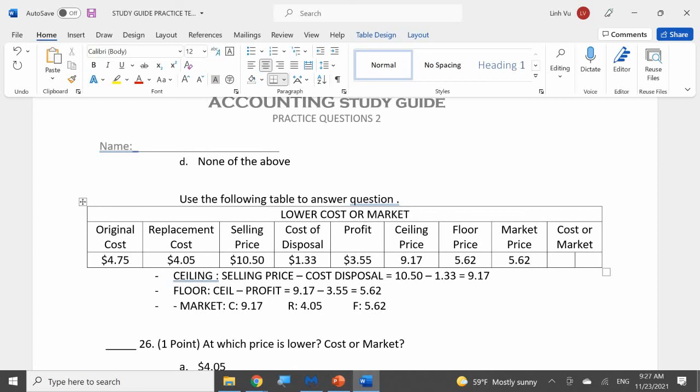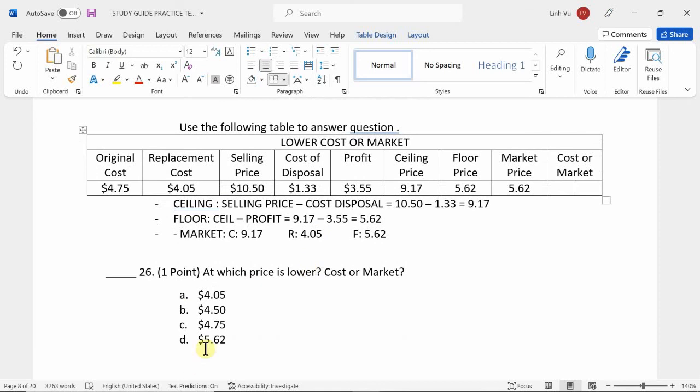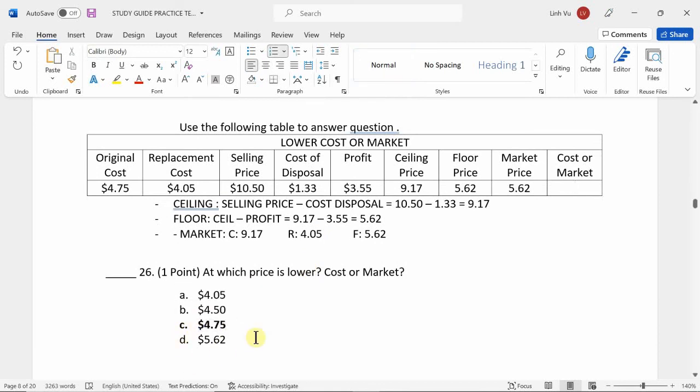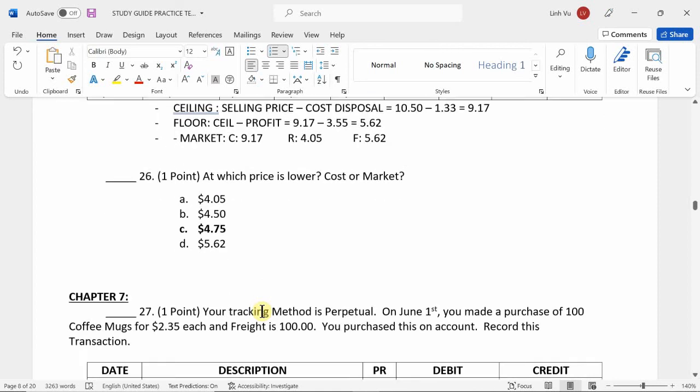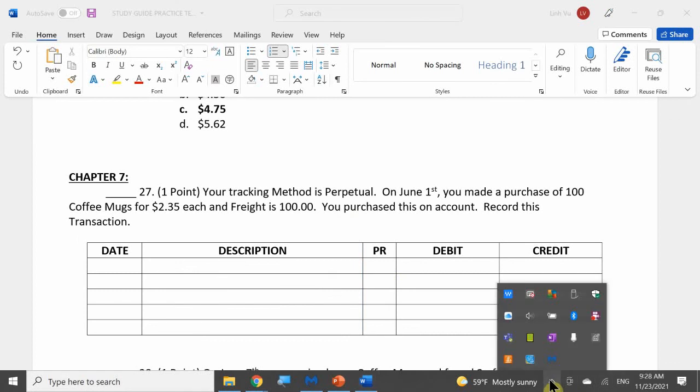Okay? So then, last but not least, which one is lower? My original cost of $4.75 or my market cost that's $5.62? Original. Original cost is going to be less. Good. Okay. All right. Let me pause here for a second.